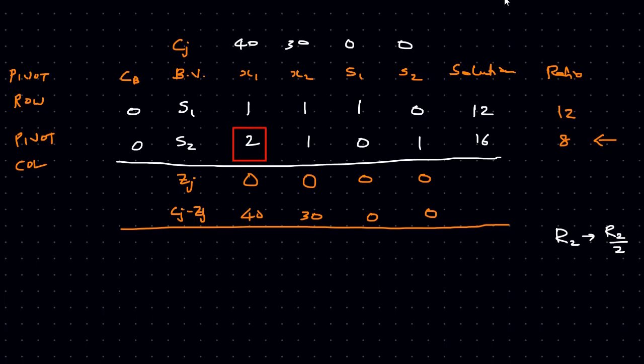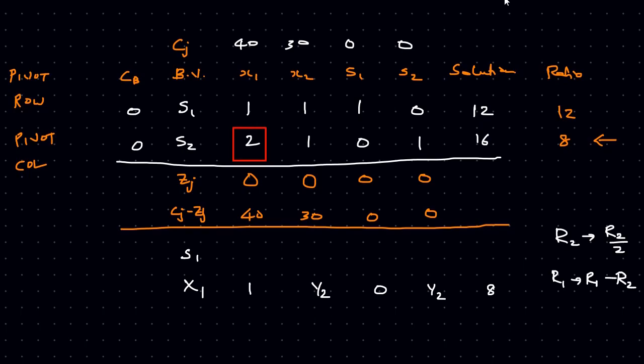Okay, so the row 2 changes to row 2 by 2, and I'll just write it below. So x1 will be entering, so I write x1 here, s1 stays as it is, and we divide row 2 by 2, so this becomes 1. We have 1 by 2 here, then 0 over here and 1 by 2 here, and for the solution 16 by 2, so we have 8. Then we have to make this element 0. For that we do the row operation r1 changing to r1 minus r2.